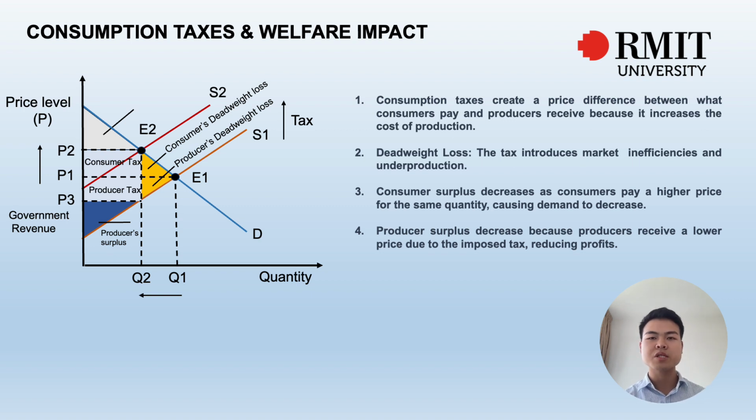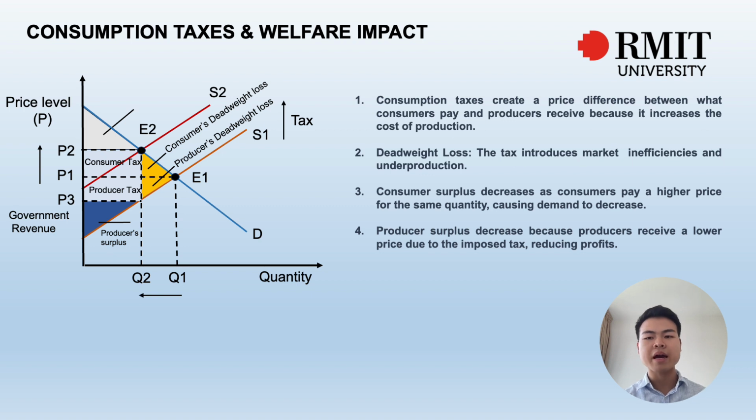Now I'll be talking about consumer welfare and producer welfare. For consumer welfare, because the supply shifts upward due to the consumption tax, the new market price is higher than the pre-tax price. Therefore, consumer surplus decreases as consumers now pay a higher price for the same quantity, causing the quantity demanded to decrease, and it can be seen from the movement along the demand curve. As a price increase does not cause a shift in the demand curve, there's only movement along the demand curve.